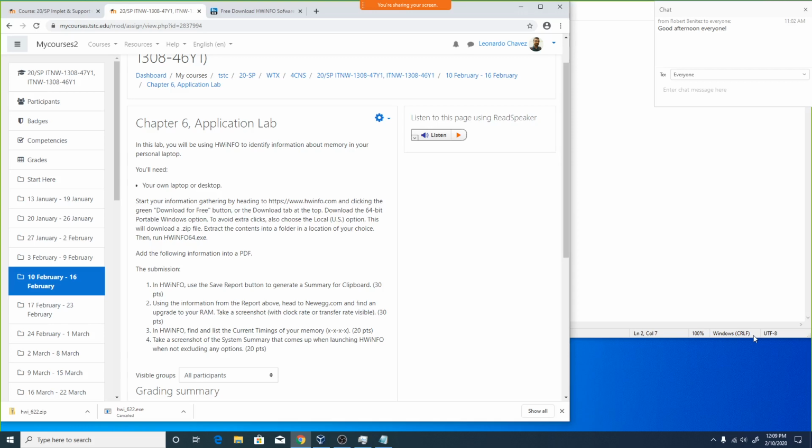What year model is that? 2015. Oh, that's right. That makes sense, because I'm on a 2013 and I'm like, how do you have 1600 megahertz, but you have DDR3? That makes sense. Okay.